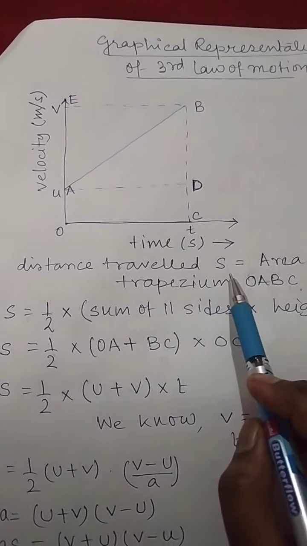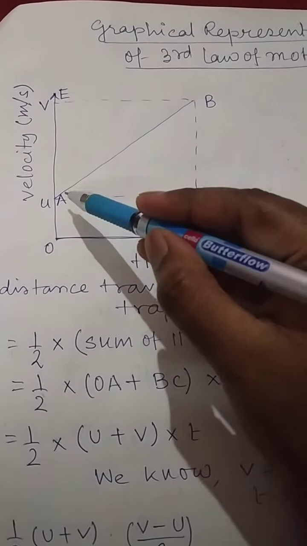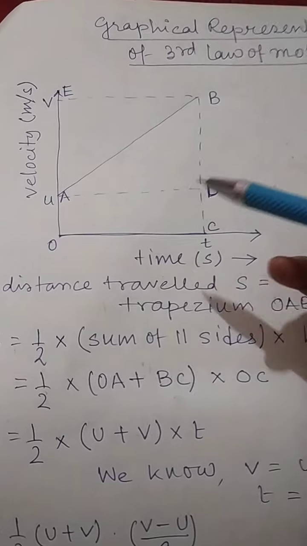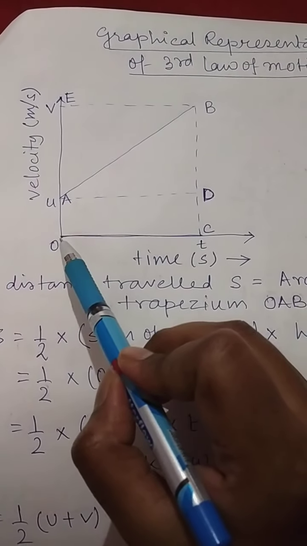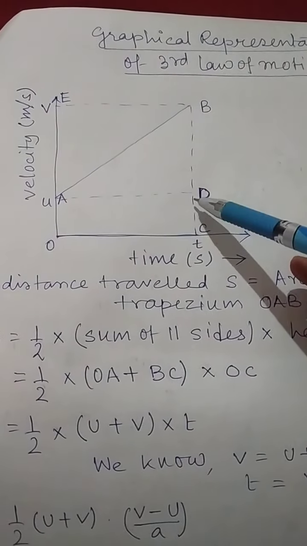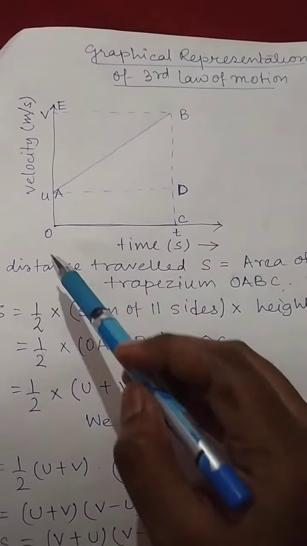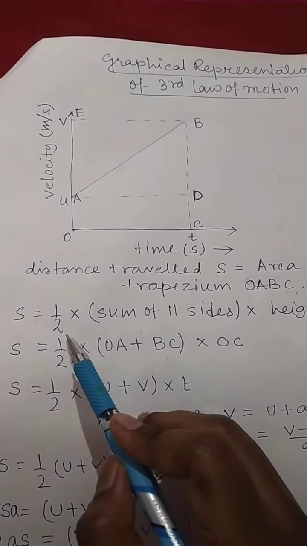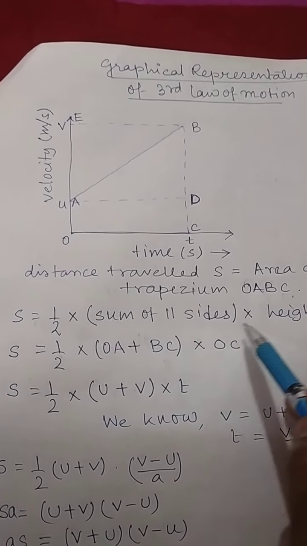Now the distance traveled, S. The distance traveled will be the area under the graph, which is a trapezium. So the area under the graph is the trapezium OABDC, or you can say OABC. So here S is equal to half into the sum of sides into height.